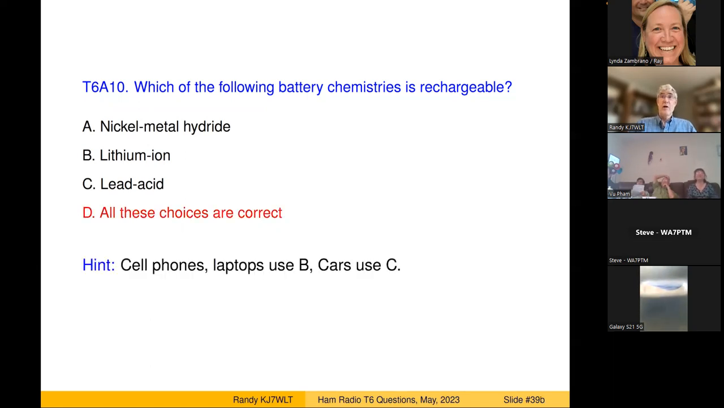Well, the answer is that all of these are, and it's pretty easy to remember because we know that the battery in your car is rechargeable. Every time you run the car, you're recharging the battery automatically. Otherwise, you'd have to keep replacing the battery in your car. We know our cell phones and laptops are rechargeable. So even if you don't remember what nickel metal hydride batteries are, the fact that both B and C are rechargeable means all these choices must be correct.